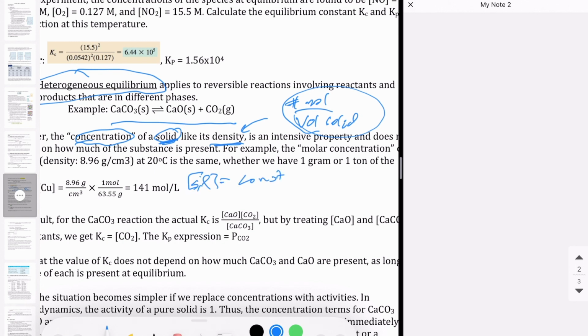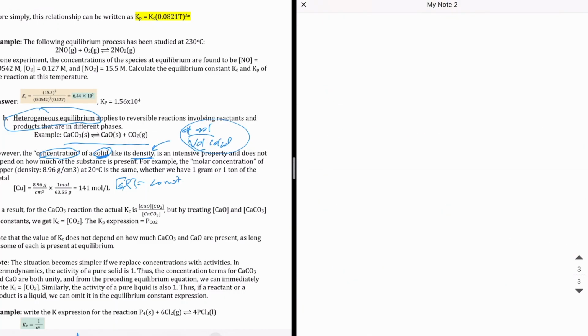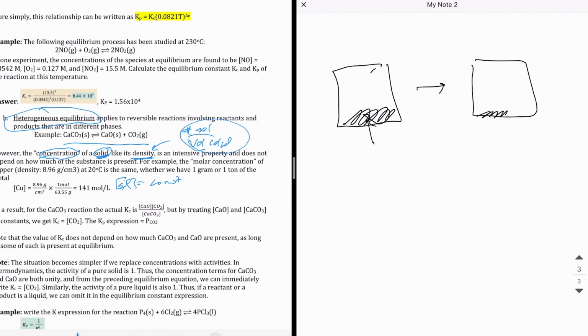Because they're constant, they don't really change as the reaction progresses, right? Doesn't mean that the reaction doesn't require the presence of the solid, right? You have a reaction, and let's say you have a lot of solid at the beginning, and then the reaction progresses, and then you have less solid at equilibrium. So the reaction uses a solid, but the concentration of the solid, which is again the number of moles over its volume, is constant. It's the same number there as it is here.